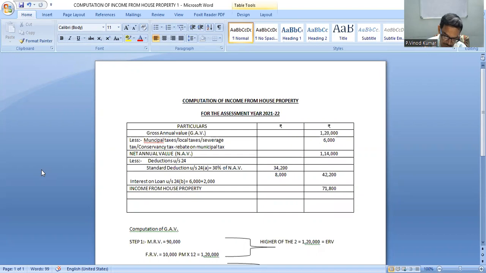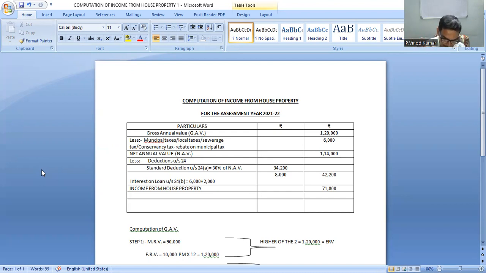Okay, that means for 3 months he has used the property for residential purpose, own purpose, or self-occupied purpose, and the remaining 9 months he has let out the property to a tenant. Okay, he has given the property on let out. So therefore, if partly self-occupied or partly let out is given, you have to take the complete year as a let out property only. You have to treat it as a let out property only.